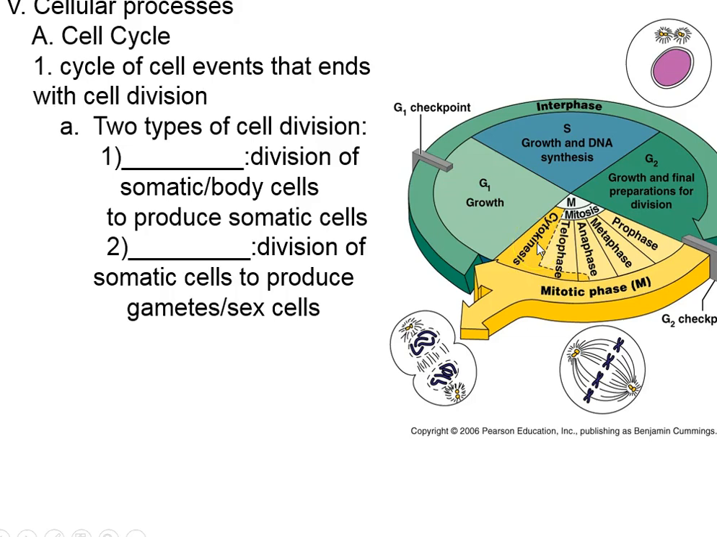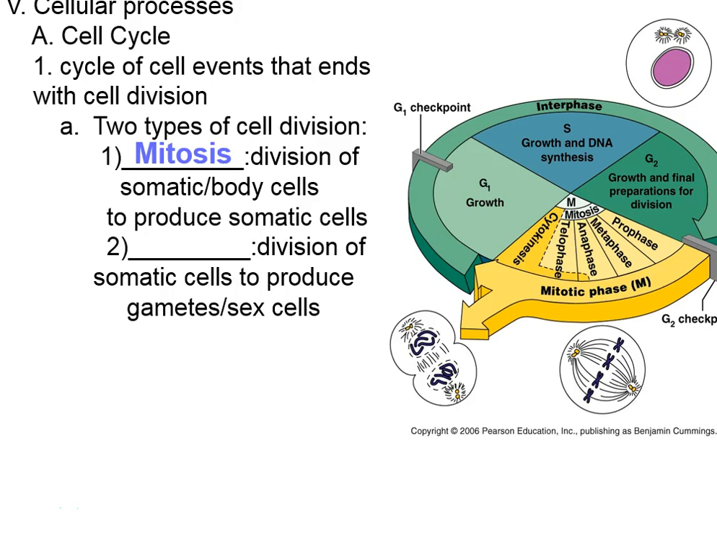So a cycle of cell events that ends with cell division is a good definition of a cell cycle. There are 2 types of cell division. The one that we're talking about here with this cell cycle is mitosis. Mitosis is the production of normal somatic body cells. They produce somatic cells that have 46 chromosomes.